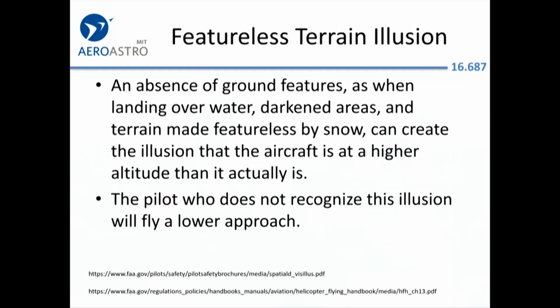And then if there's featureless terrain, it can really affect you as well. Like right now we have snowy conditions, so it's harder to see what's happening. It makes it difficult, and in general, it makes you fly a lower approach, which is not good.